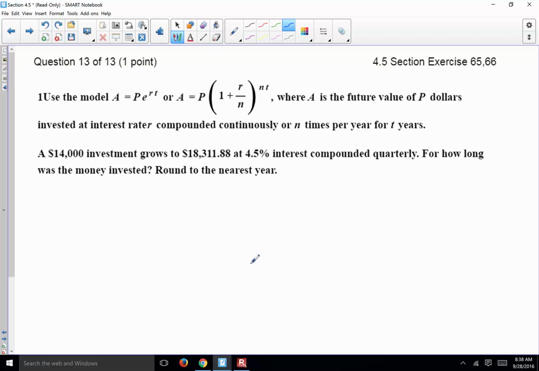Alright, but this is not new. This is something we have seen in the past. Do you remember these formulas? What was this one for? This is for interest computation. For what case? PERT. It's compounding. Both of them are compound interest.